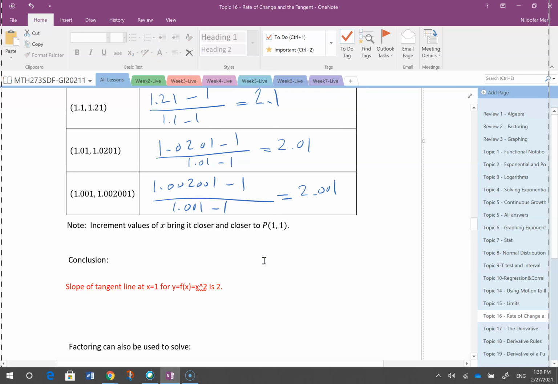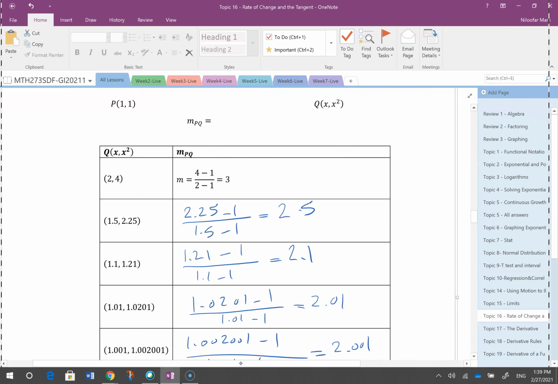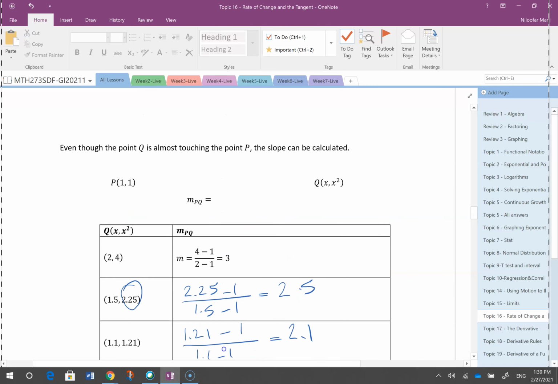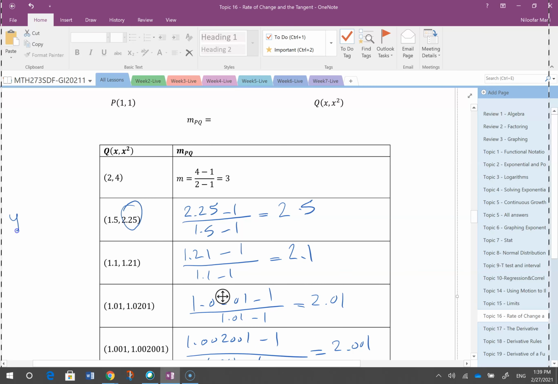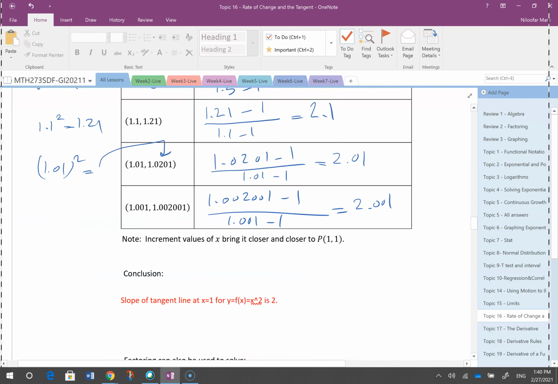Then maybe you have one question: how do we get these numbers? I have y equals x squared. So I do 1.5 squared and then I find this answer: 1.5 multiplied by 1.5, which is 2.25. Here 1.1 squared is 1.21. Here 1.01 squared is this number. Because I have y equals x squared, that's my function, for any point I can find y. Any x you give me, I can give you y.